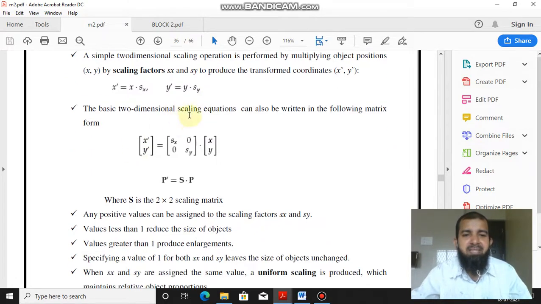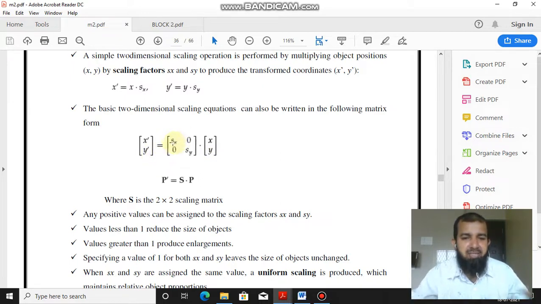The two-dimensional scaling equations can also be written in matrix form. How do you write the scaling equation in matrix form? [x dash, y dash] is equal to the matrix [sx, 0; 0, sy] times [x, y]. If you multiply, you get the new position.